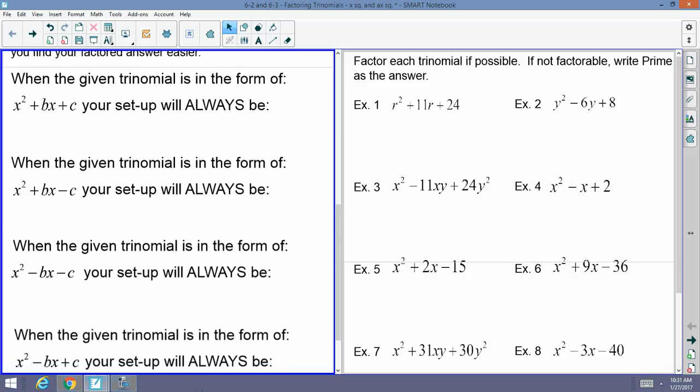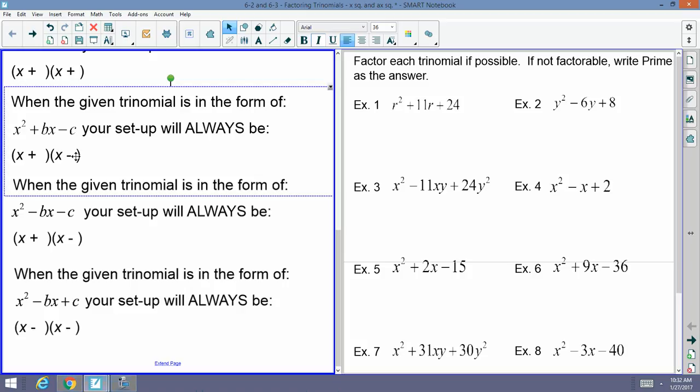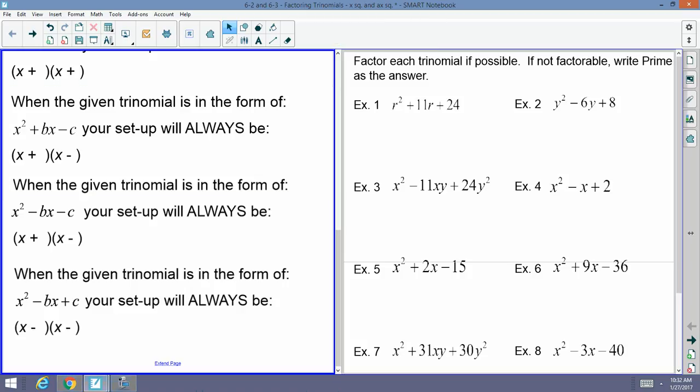I just wanted you to see it all. So again, all positive: plus plus. Positive b, negative c: plus minus. Negative b, negative c: plus minus. Negative b, positive c: minus minus. You do not have to memorize that. The answers will come naturally with your multiplying, but it's really good to know the setup already because then you don't have to worry about the signs. That's literally it for 6-2. Now we're going to do some examples unless you have any questions for me.